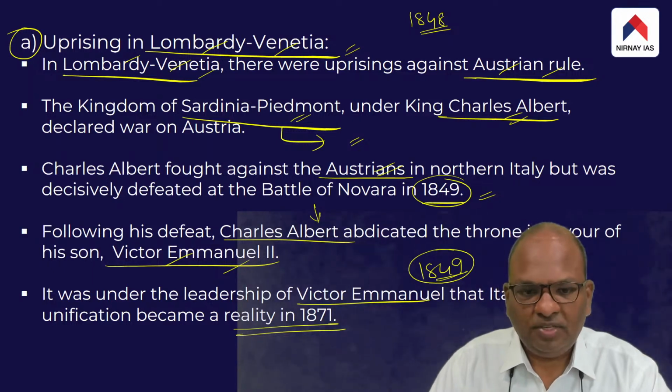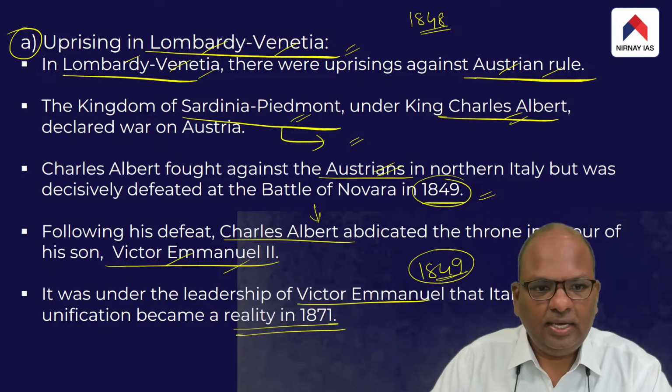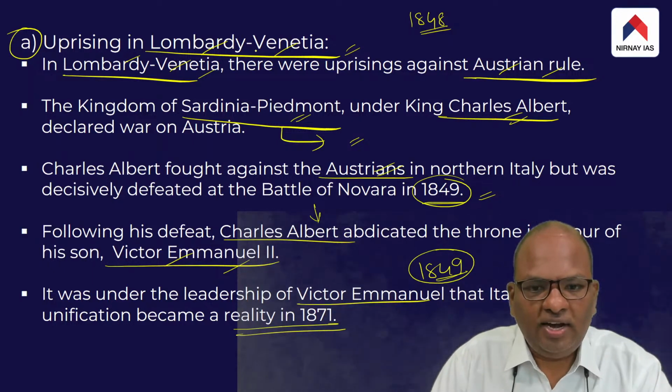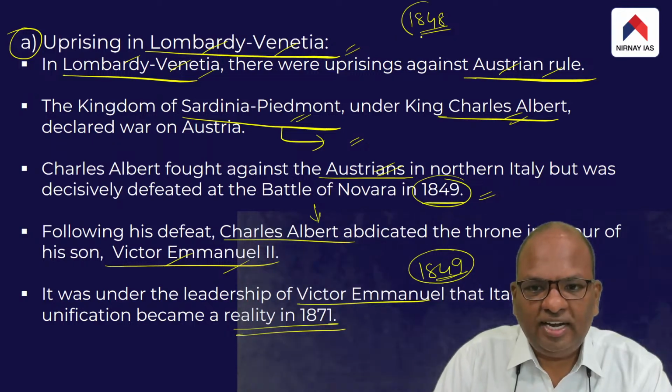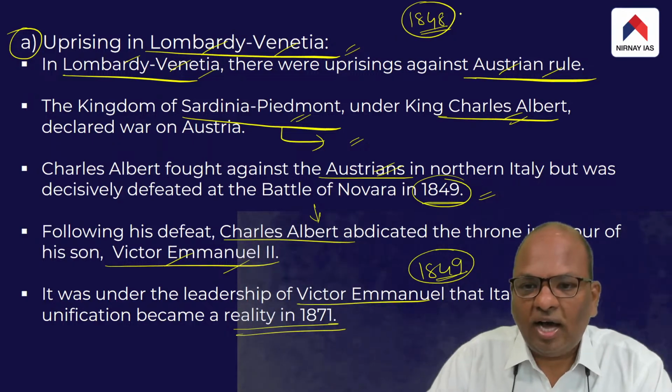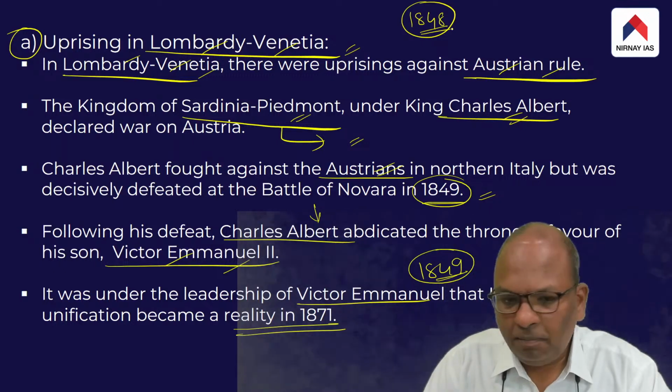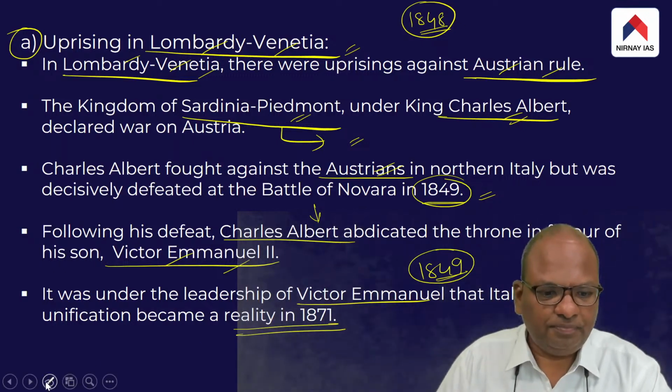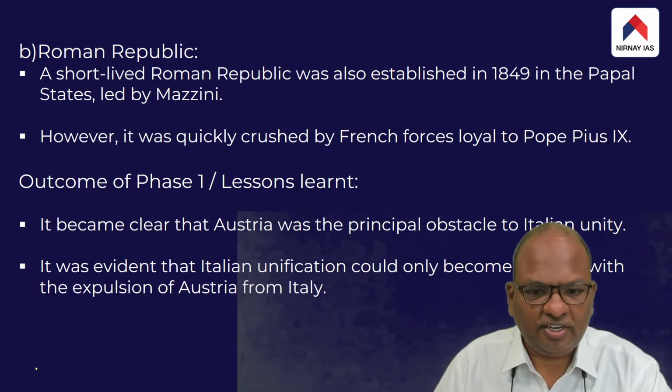So the whole point which I'm trying to convey is that this uprising in Lombardy and Venetia that happened in 1848-1849 was ultimately suppressed by Austria.